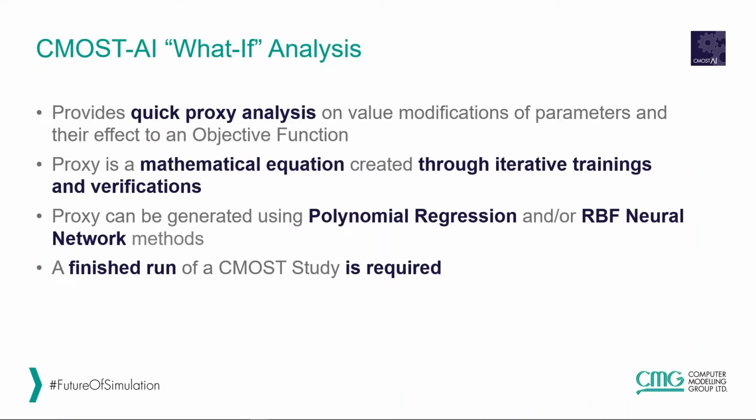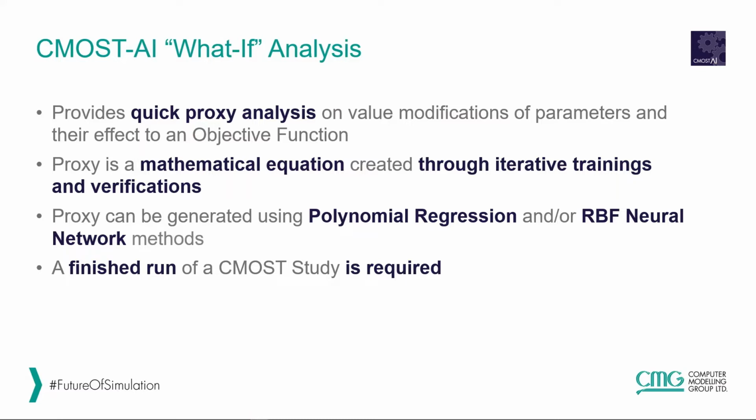The what if feature of CMOST-AI that I will discuss this time is a tool to provide quick proxy analysis on value modifications of parameters and their effect to an objective function. Proxy is a mathematical equation created through iterative trainings and verifications internally in CMOST-AI. Proxy can be generated using polynomial regression and or RBF neural network methods. A finished run of a CMOST study is required for the user to access the what if feature in CMOST-AI.